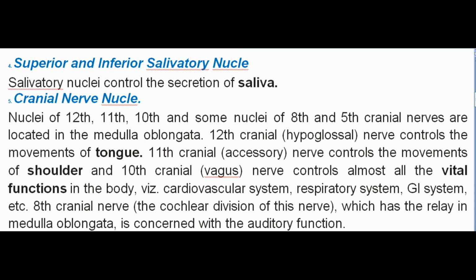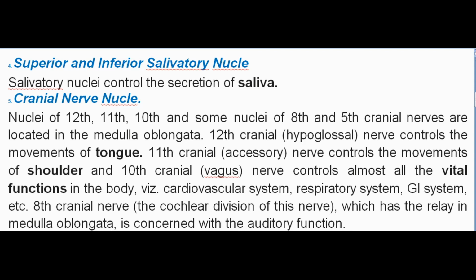Superior and inferior salivatory nuclei. Salivatory nuclei control the secretion of saliva. Cranial nerve nuclei. Nuclei of 12th, 11th, 10th, and some nuclei of 8th and 5th cranial nerves are located in the medulla oblongata. 12th cranial, hypoglossal, nerve controls the movements of tongue.